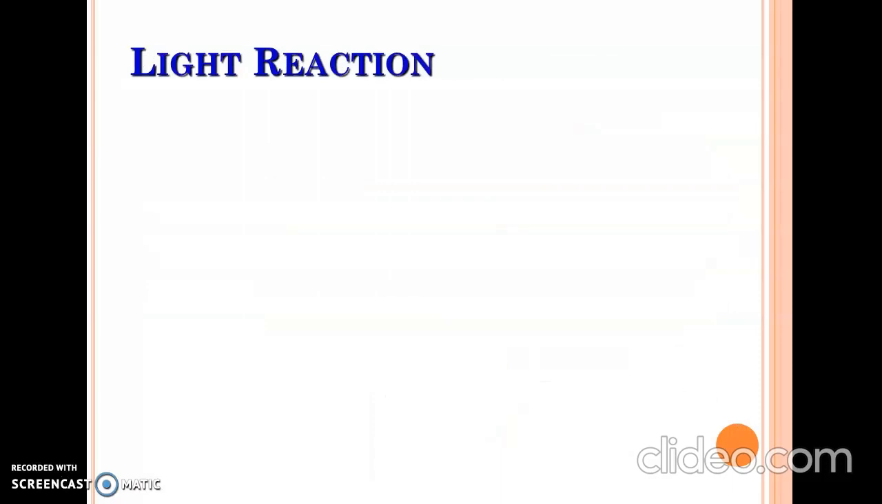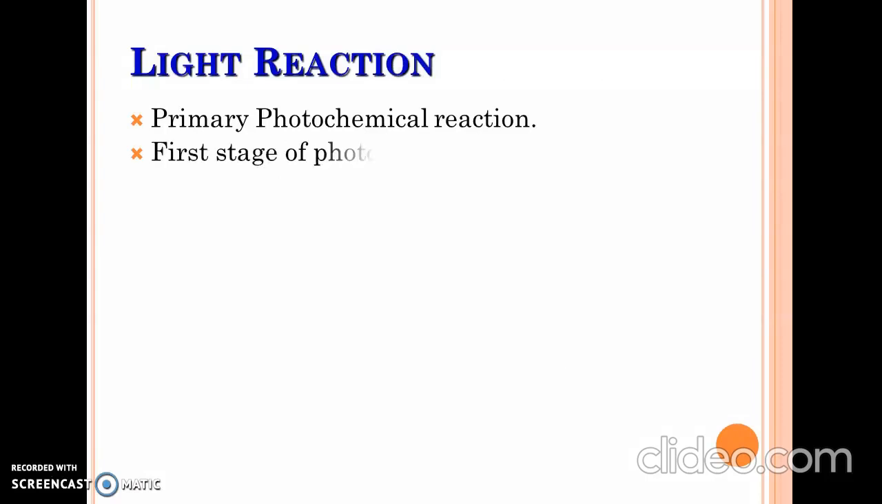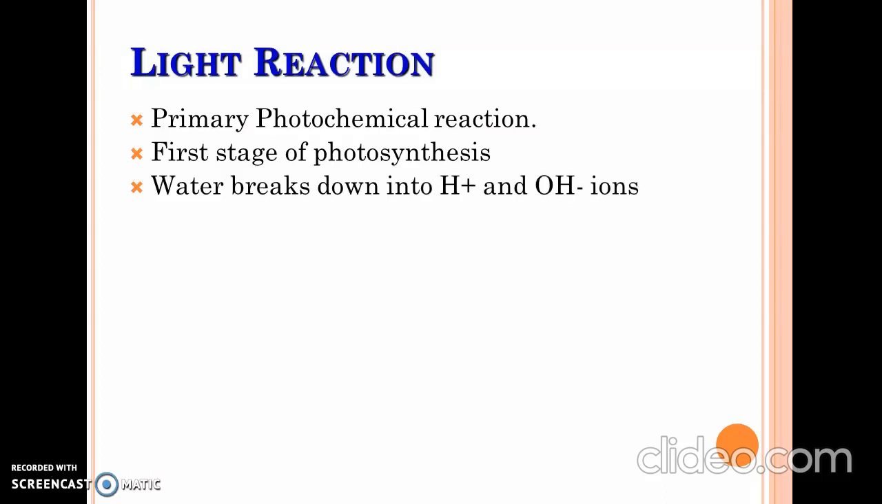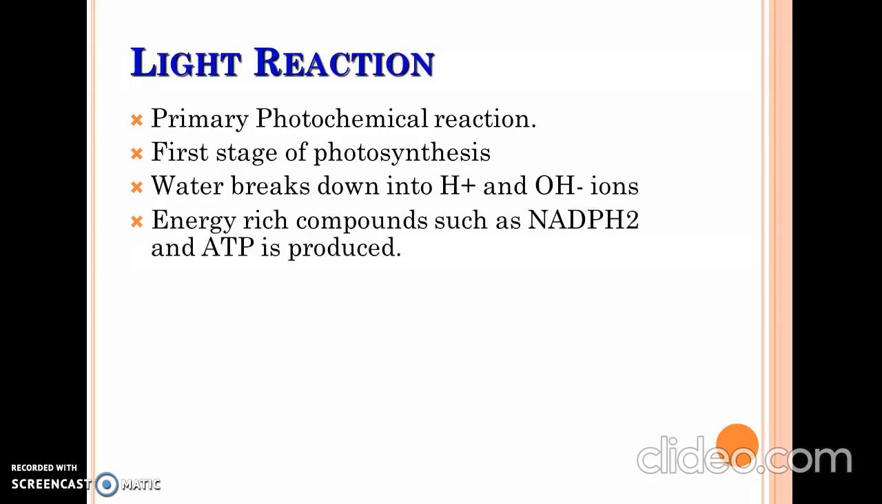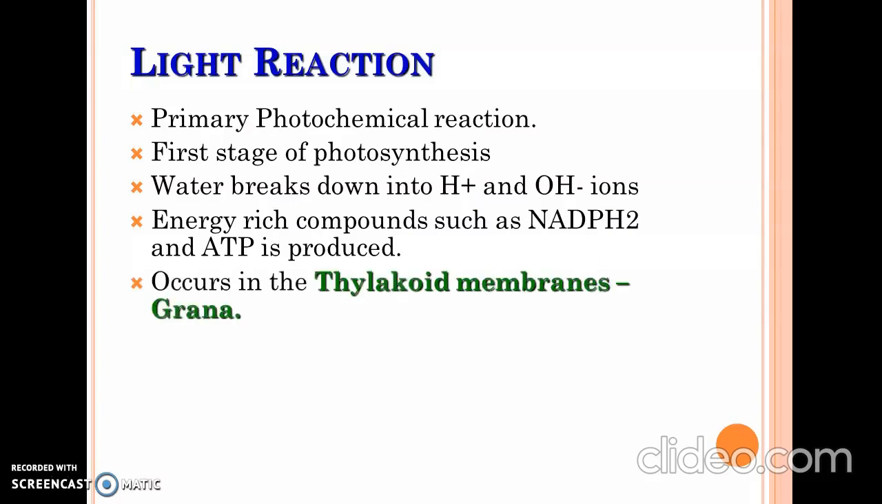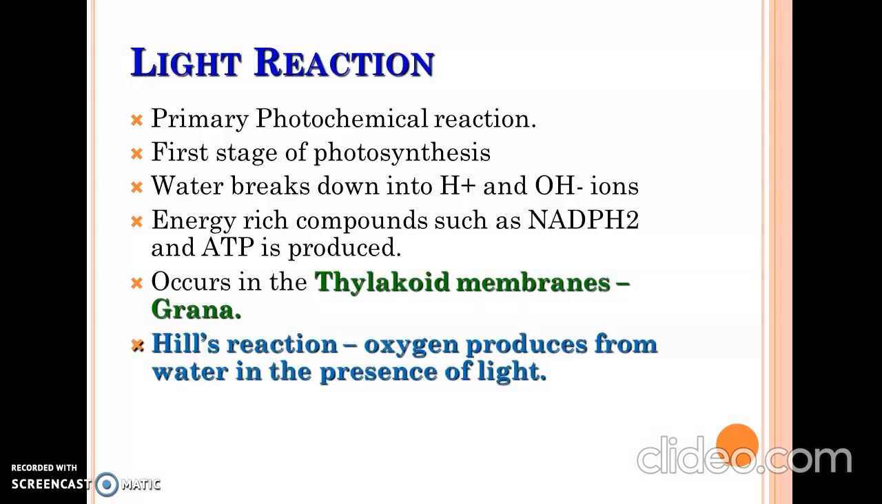Then coming to the first reaction, that is the light reaction. So this light reaction is basically a primary photochemical reaction. It is the first stage of photosynthesis where the water is broken down to release hydrogen ion and the hydroxyl ion, and the energy rich compounds are released like NADPH2 and ATP, and it takes place in thylakoid membrane. Otherwise, you can also say a grana.